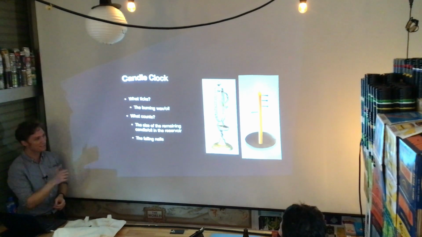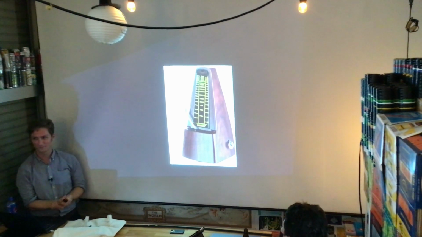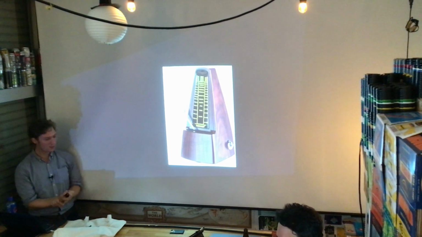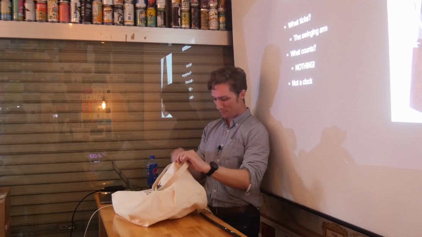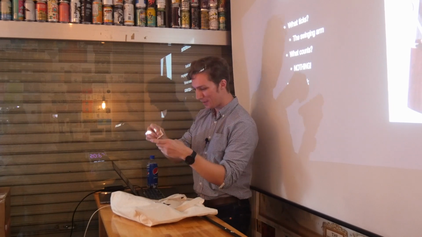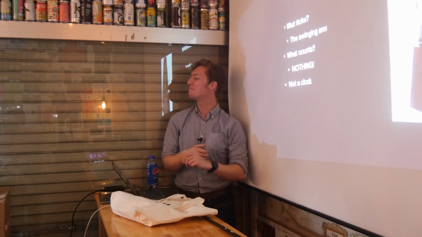Okay, next one. Everyone ready? Prizes. What ticks and what counts? What is it? It's a metronome. Metronome, right? Does it only tick? Yes! Oh, you didn't fall into the trap. It's not a clock! You definitely get a prize for that one. Do you want a big one or a small one? Give me a small one. Small one. Mini sundial for you. Careful. Portable sundial, wrist mounted.